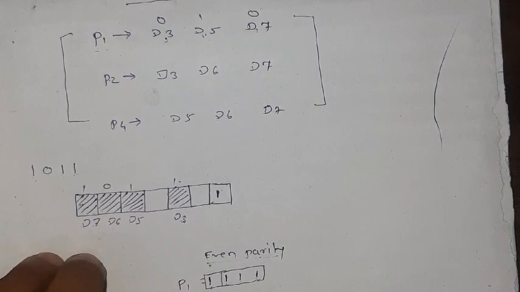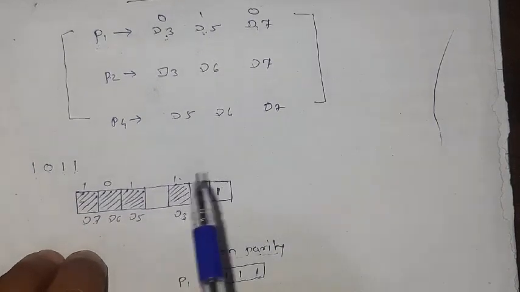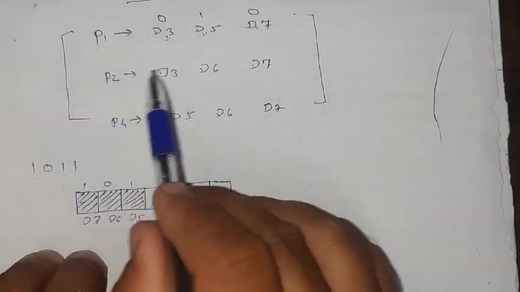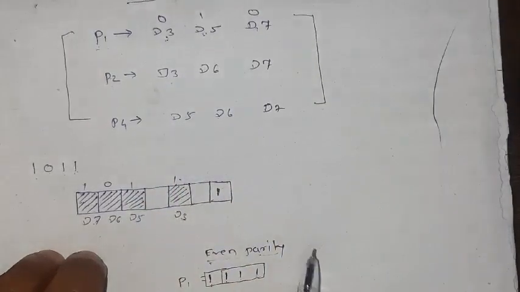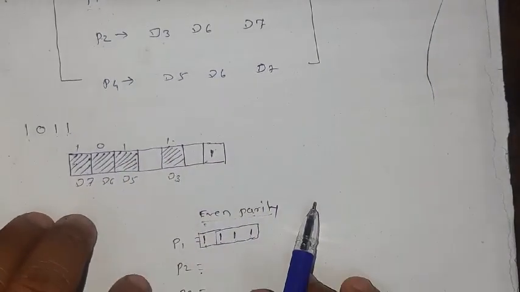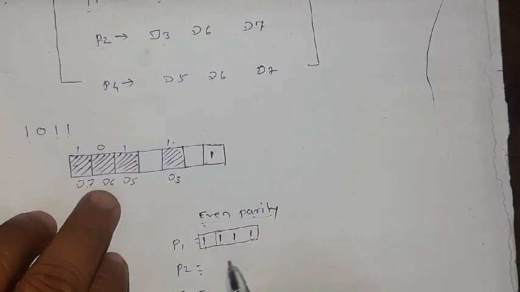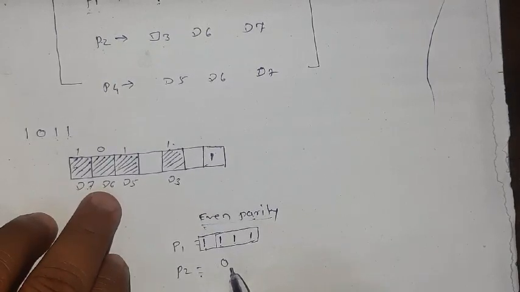Now next, the associativity of P2. The associativity of P2 is what? D3, D6 and D7. Check the values of D3, D6 and D7. So D6 is what? 0.